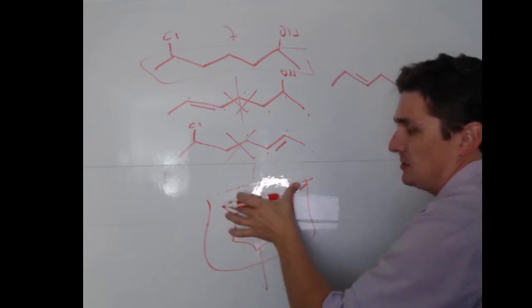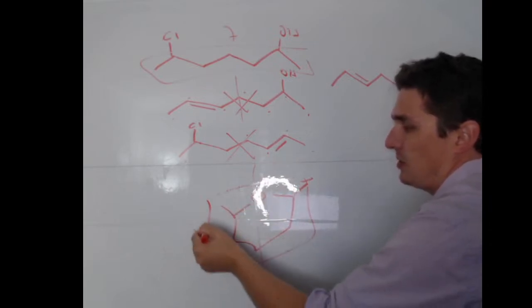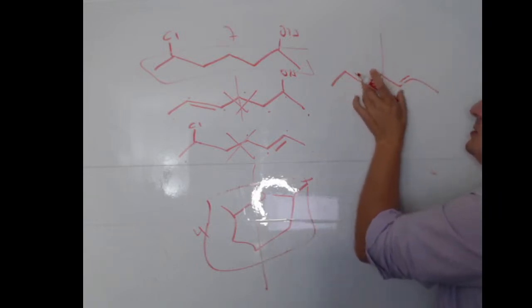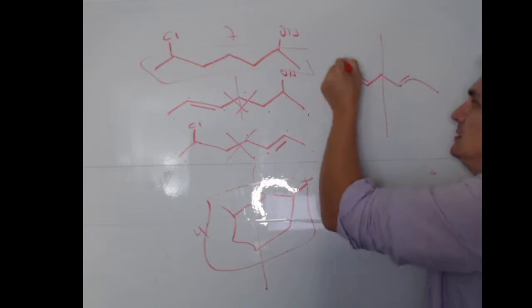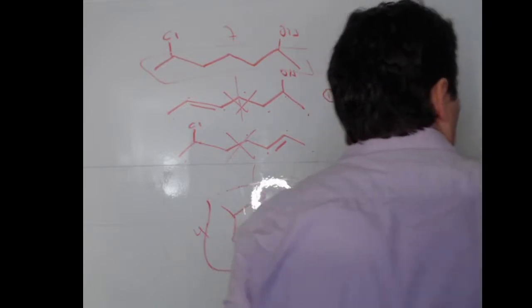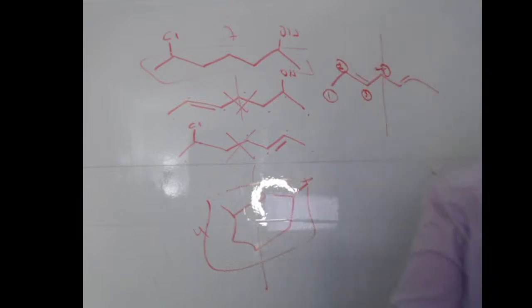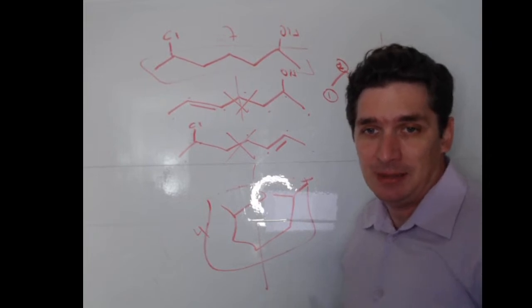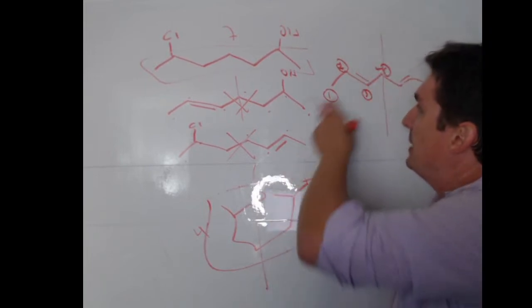This has a mirror plane. So 1, 2, 3, 4 carbons in the NMR. This has a mirror plane. 1, 2, 3, 4. So now the question is, based on what we see in the NMR data, do we expect it to be this compound or this compound?